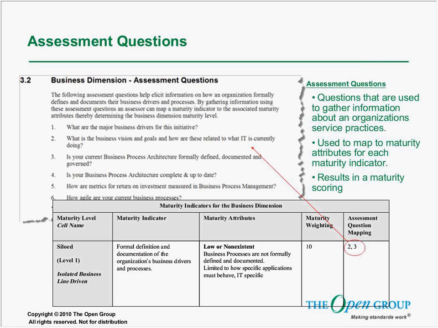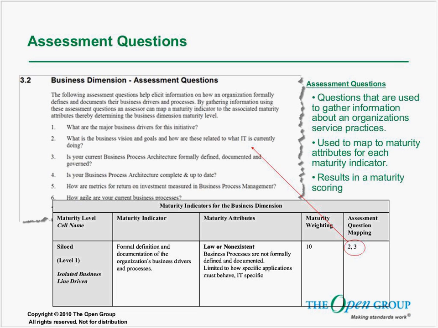Within the OSIMM model, there is a set of assessment questions that help drive us to determine which attributes of the maturity indicators are most appropriate or aligned to our specific organization from an as-is view. And that also helps guide the decision as to how we're going to construct a roadmap for the to-be as well. So in a particular case, the business dimension assessment questions are listed here. Some of them are: what are the major business drivers for this initiative? It goes on down to: what are the metrics for return on investment, and so on and so forth.